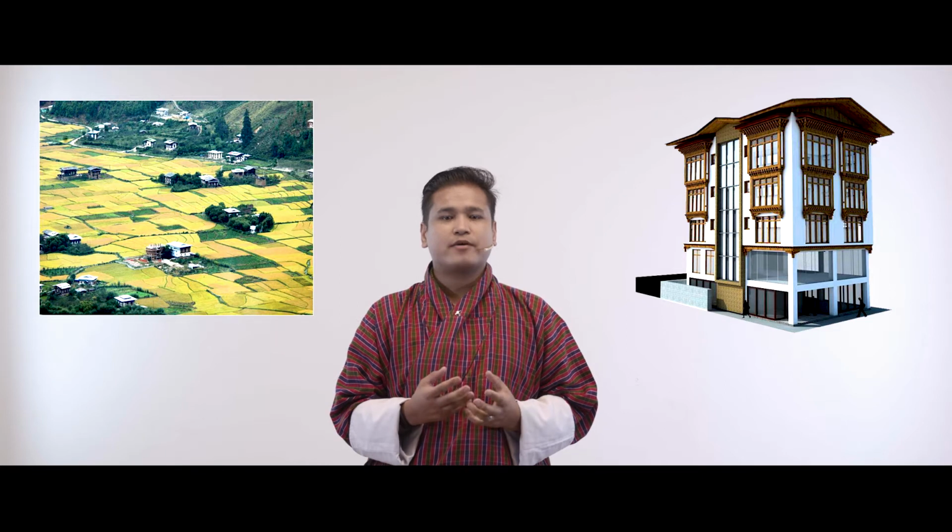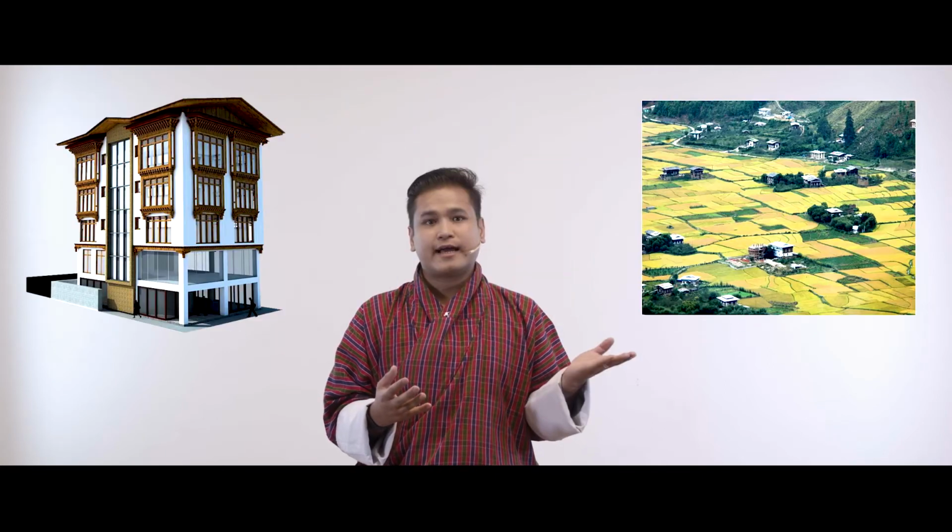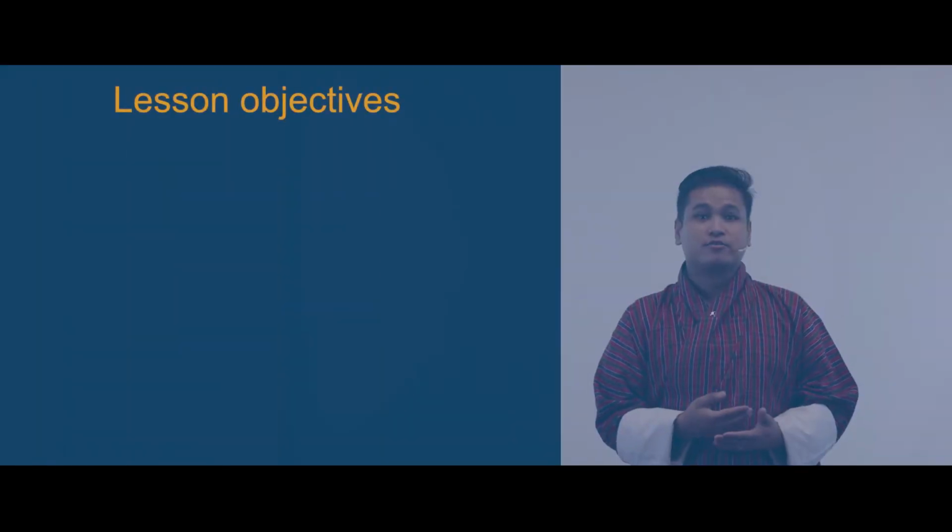Here, in this slide itself, you can see an image of a building and a land. The moment you look at these two pictures, you can identify that investment property is something to do with land and building. Before going into today's lesson, let us see the objectives of today's lesson.